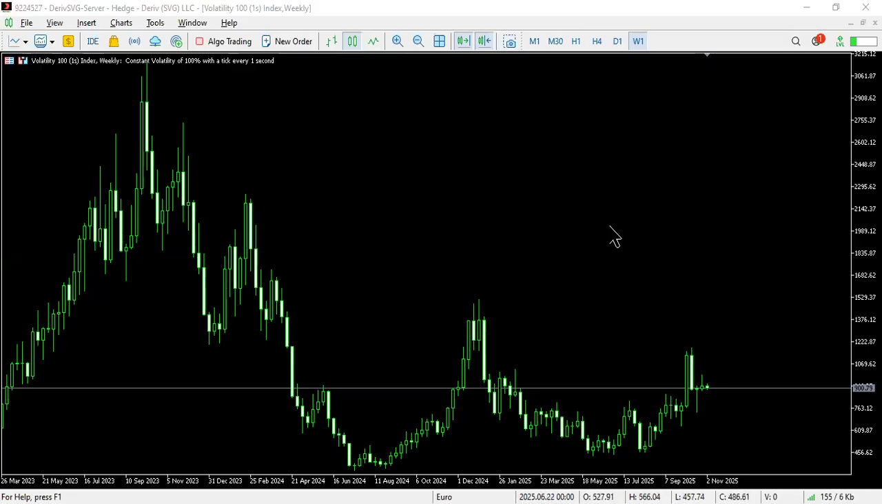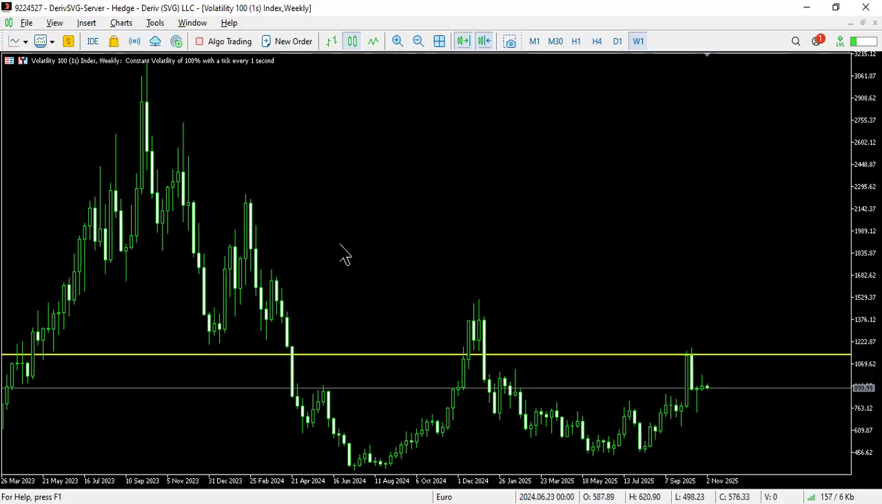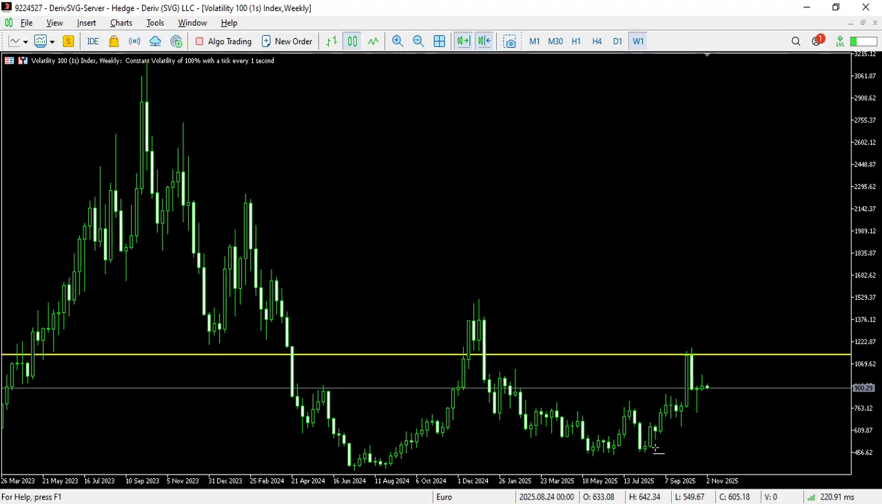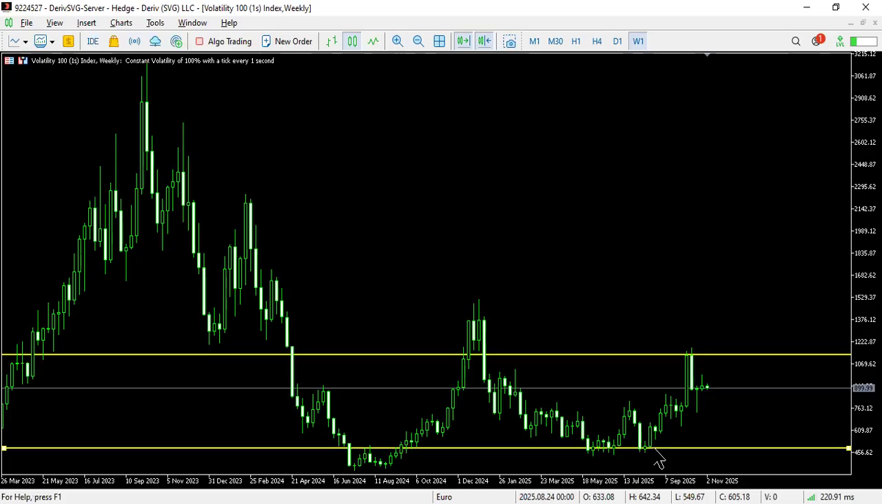We are beginning our analysis on the weekly time frame as always. So I'll begin by marking off our supply and demand zones. I'm going to be using a horizontal line. So that is the supply zone. That is where price currently is reacting. And then we have a demand zone right there. So price is moving from the supply headed to the demand zone.